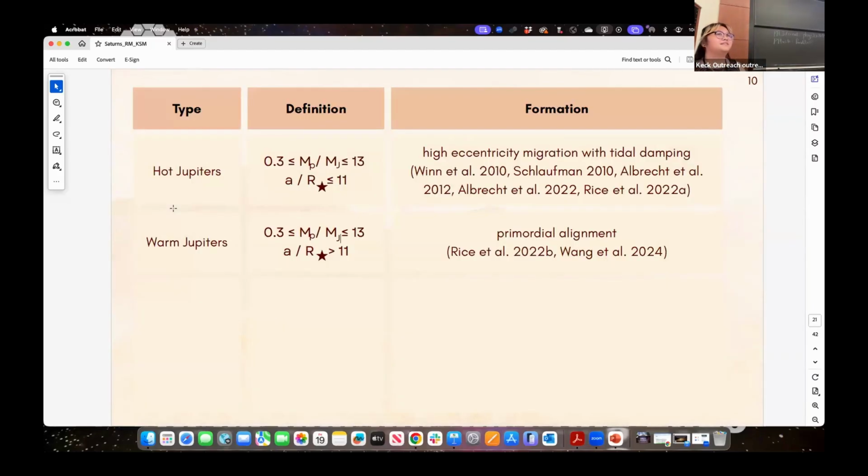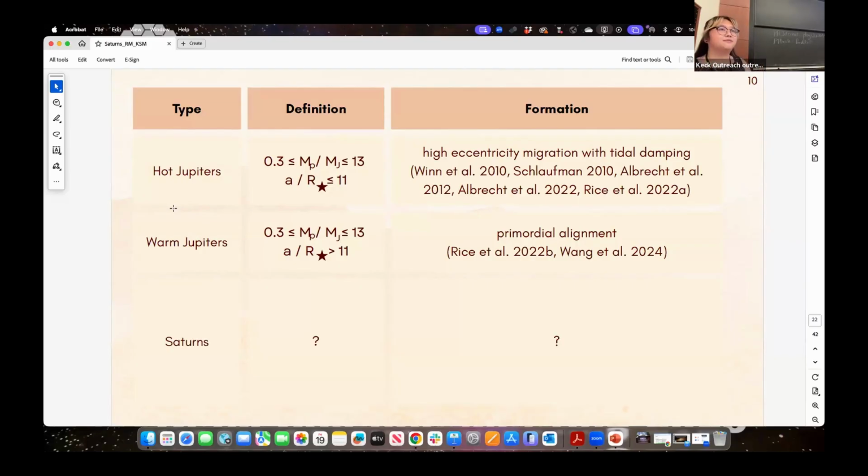The misalignment trends for hot Jupiters and warm Jupiters have prompted different theories for how they evolved. Hot Jupiters have a history with high eccentricity migration with tidal damping, while warm Jupiters have a more quiescent history with primordial alignment. Our measurements have been biased towards Jupiters, but now with high precision RVs, we can extend these measurements down to Saturns.